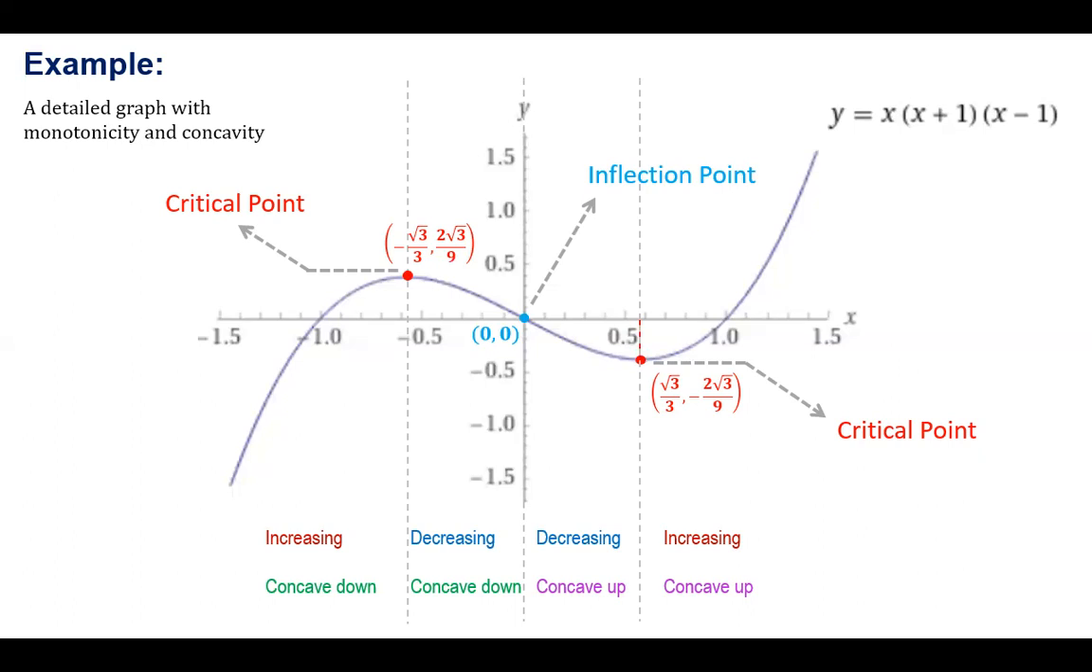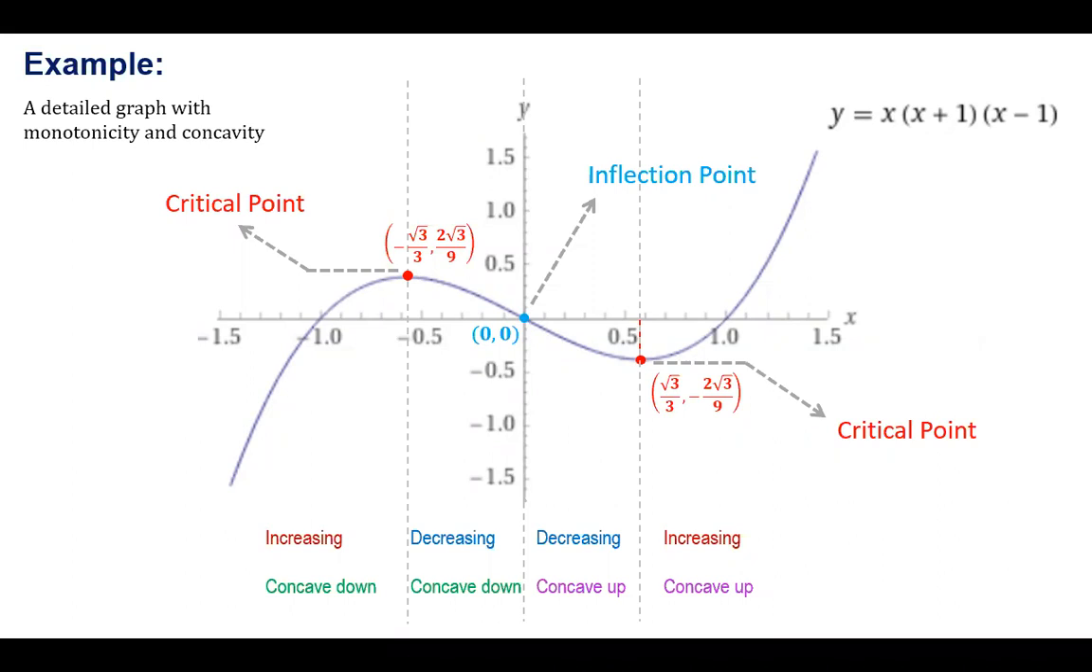In the next region, from 0 to positive square root of 3 over 3, this function is decreasing and concave up. And in the last region, from positive square root of 3 over 3, the function is increasing and concave up. You understand? This is called a detailed graph with monotonicity and concavity.